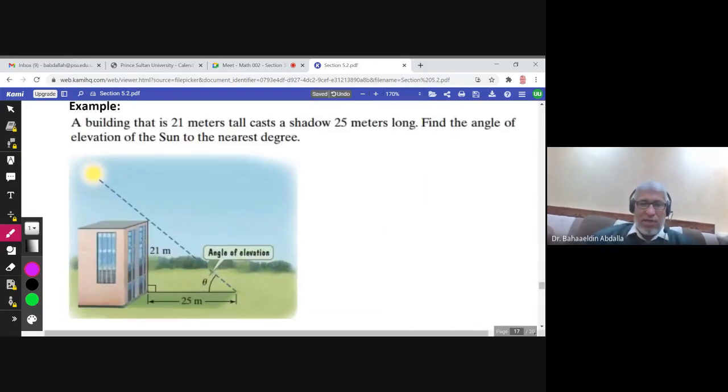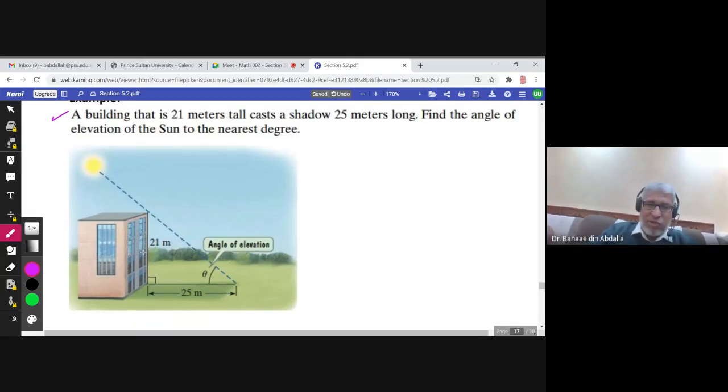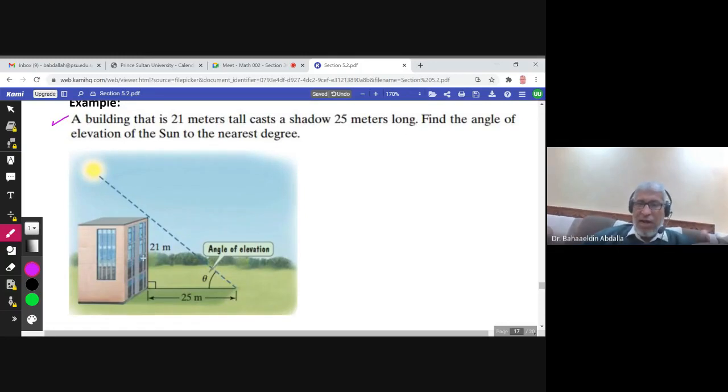Another example, please do this one. It is similar. This is a building that is 21 meters tall. No, I will solve this question because the information is different. Now the height is given. The height of the building here is 21. This building casts a shadow 25 meters long. So the shadow of this building is 25 meters.